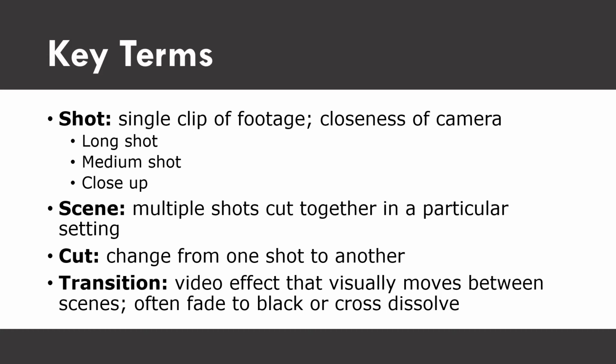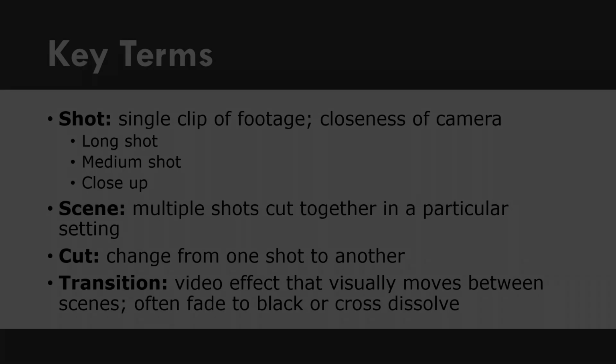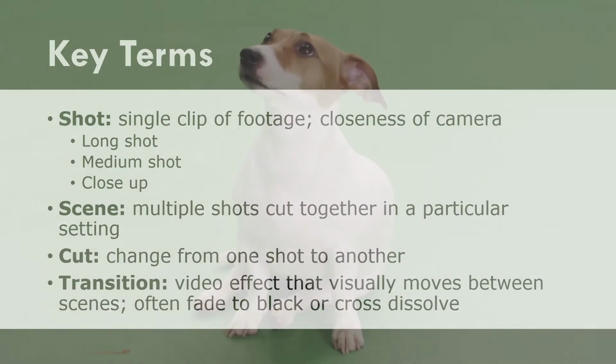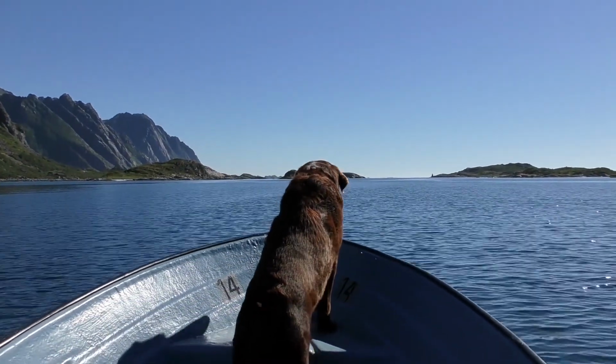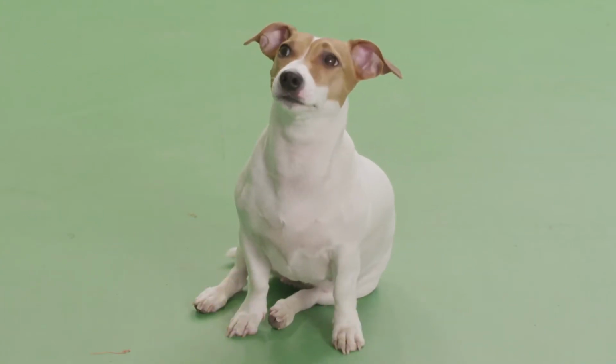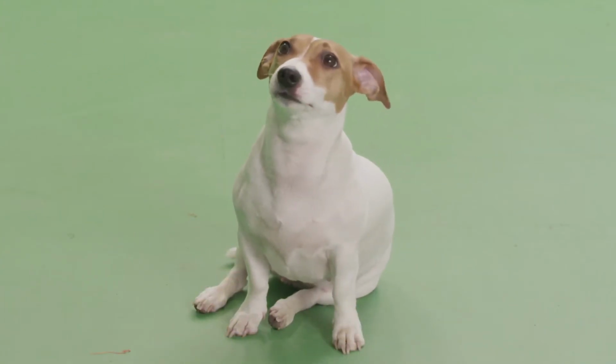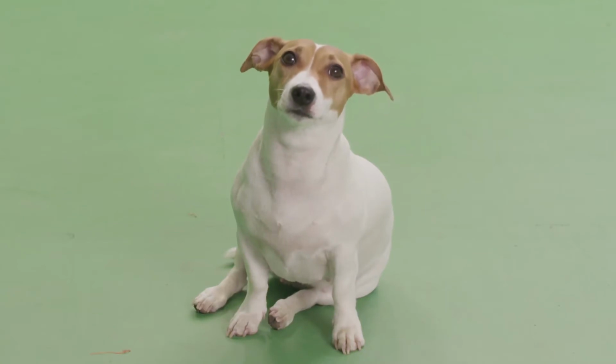Finally, transition. A lot of people confuse cut and transition, but a transition is actually a video effect. It's something like a fade to black or a cross dissolve. Transitions can also be things that look like bad PowerPoint transitions, Venetian blinds, like a pinwheel wipe where it looks like the film spins around. In general, you'll probably not use too many transitions, and what you will likely use is fade to black or cross dissolve.